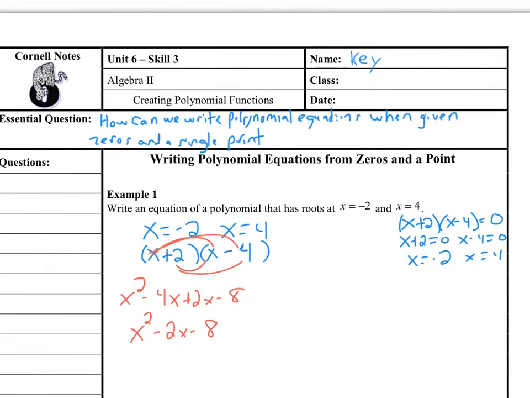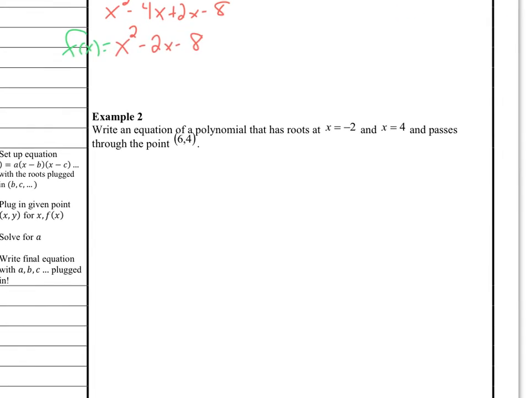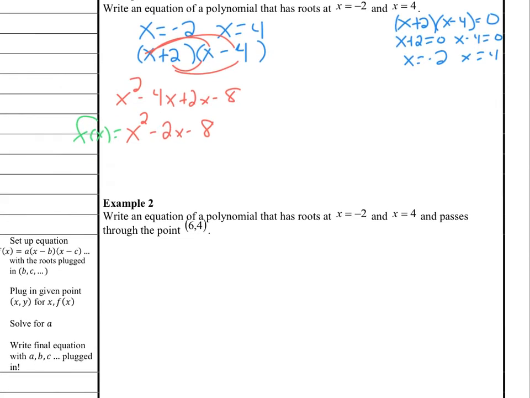All right, we're going to say that equals f of x. So f of x is equivalent to that. That is the equation that will have roots at -2 and 4. And we're done. Of course, that would be way too easy, and unfortunately, let's face it, the Regents is never going to give us something that easy. So let's do example 2, where it gets a little bit harder.